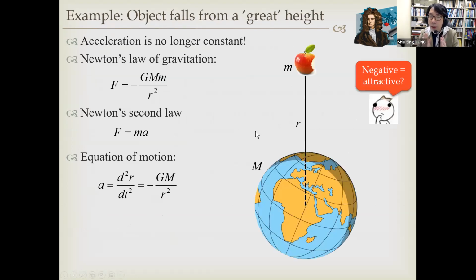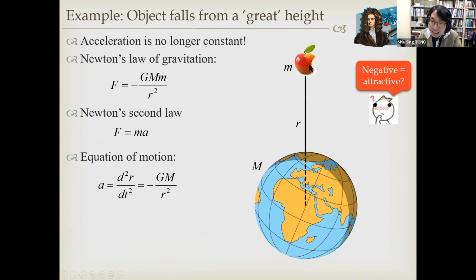Now let us move a little bit forward in our teaching. Suppose we are dealing with a problem of an apple falling towards the Earth. But the apple is initially placed at a very large distance from the Earth, which is not close to the surface of the Earth. It is placed at a very large distance from the center of the Earth.